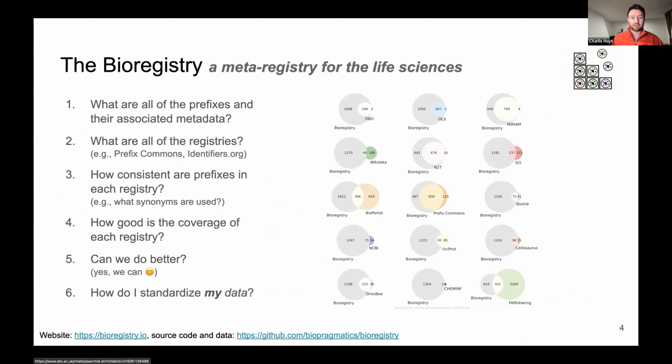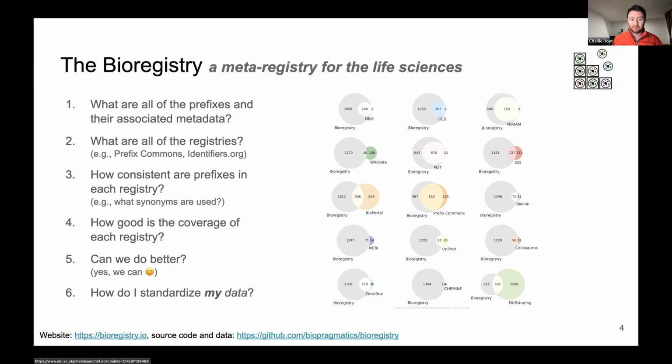And so what you want to do is look into what's called a registry, which lists prefixes and their metadata. It turns out there's actually a lot of registries. One common one is Prefix Commons, identifiers.org, perhaps you've heard of those. All of them seem to have a little bit of a different domain focus. So another big question is, are the prefixes in one registry the same as the others? Are there synonyms? Are there collisions? And this is actually not a very easy question to answer directly. And then another difficult question is, how good is the coverage of each of these registries? It's quite varied.